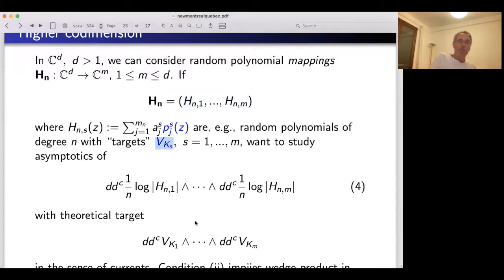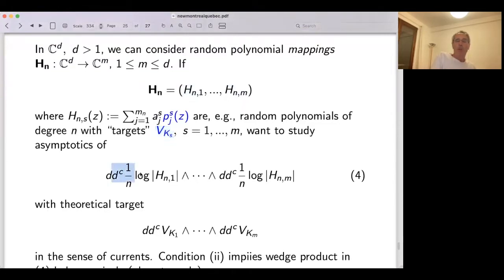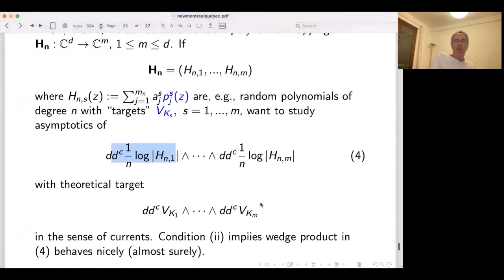In any case, what you end up doing in this case is studying a wedge product of currents. So you have a wedge product of dd^c (1/n) log |h|'s for your random polynomials. In order for this wedge product to make sense in the sense of currents, we need something to happen. So this second condition, on phi having an absolutely continuous bounded density, makes this random current have a sense almost surely.